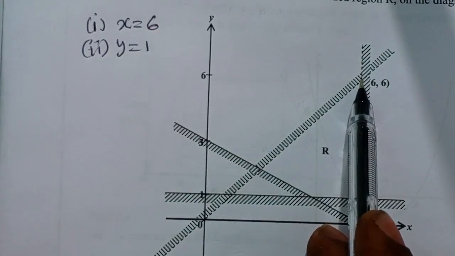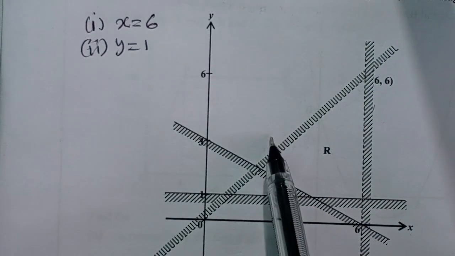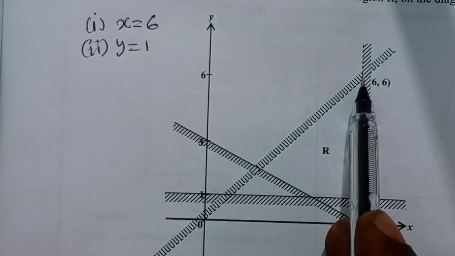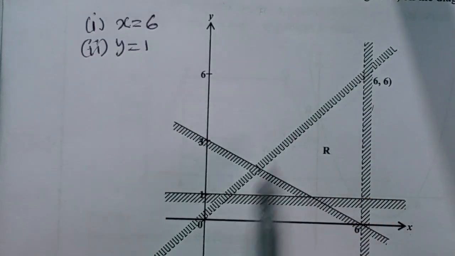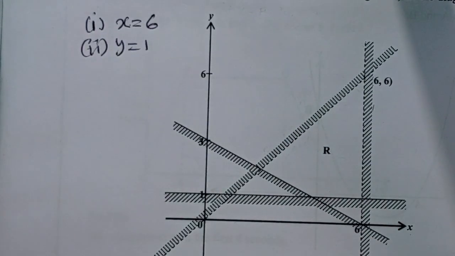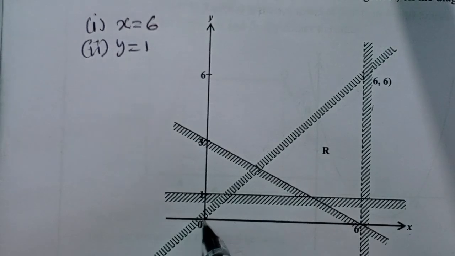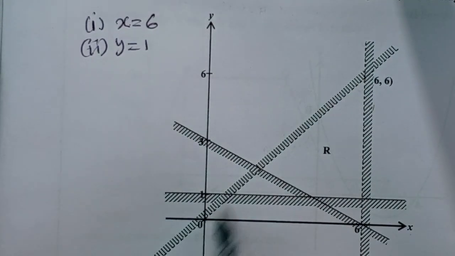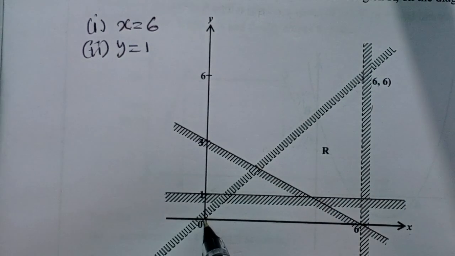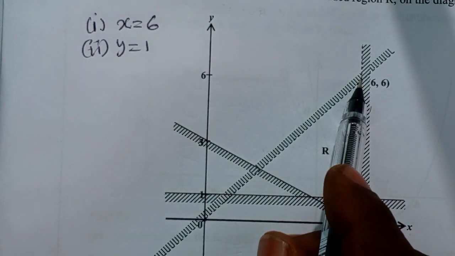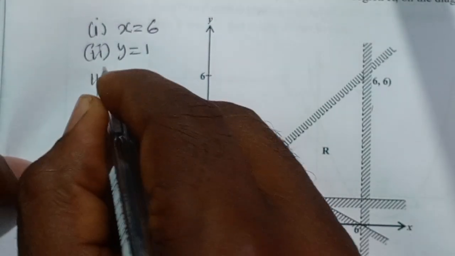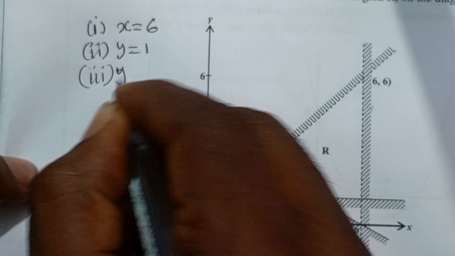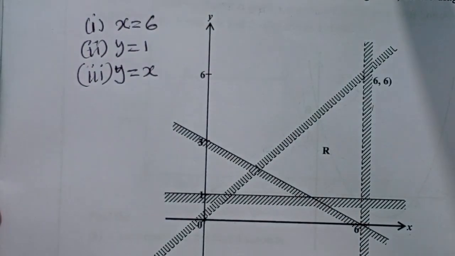This is the reason why I am saying 1, 1, 2, 2, 3, 3, 4, 4, 5, 5, 6, 6, because it is cutting at 6, 6 and 0, 0. So these 2 points entail that this is a special case line. From these 2 points, we are able to tell that this is a special case line. It is cutting at 0, 0 and it is also passing through 6, 6. So this is what we call y equals x.